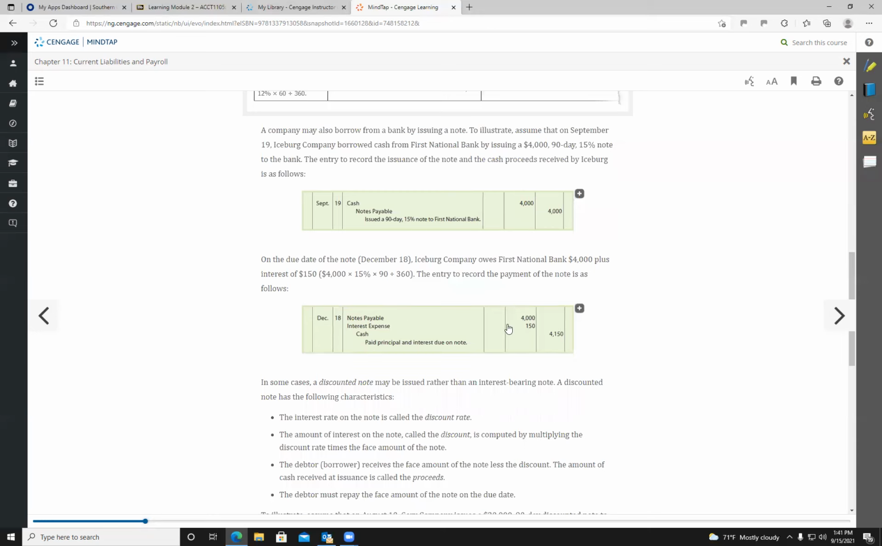And just like earlier, when we renegotiated our accounts payable, we have interest we have to pay. So we record that as an interest expense of $150. And because we are paying it, we're going to again reduce our cash. And we're going to reduce our cash for the total of the $4,000 plus the interest, which is $4,150.